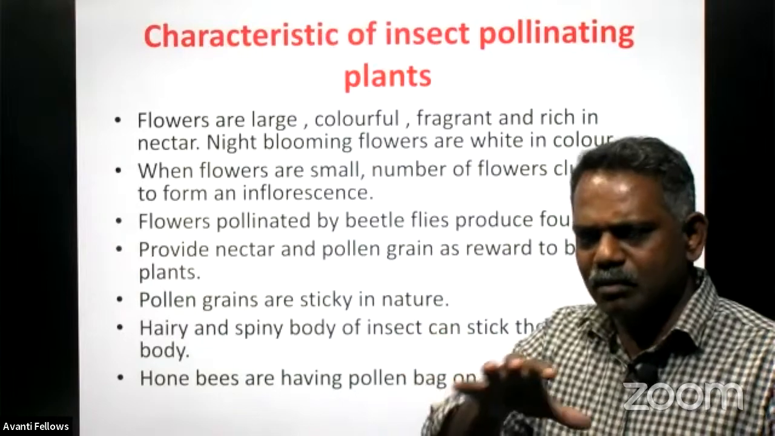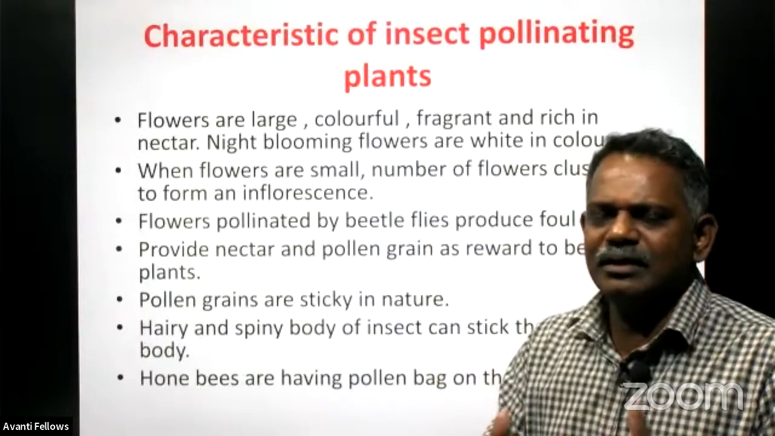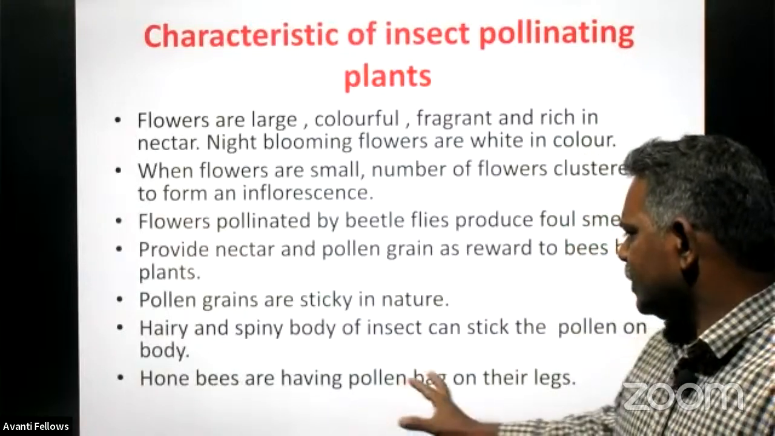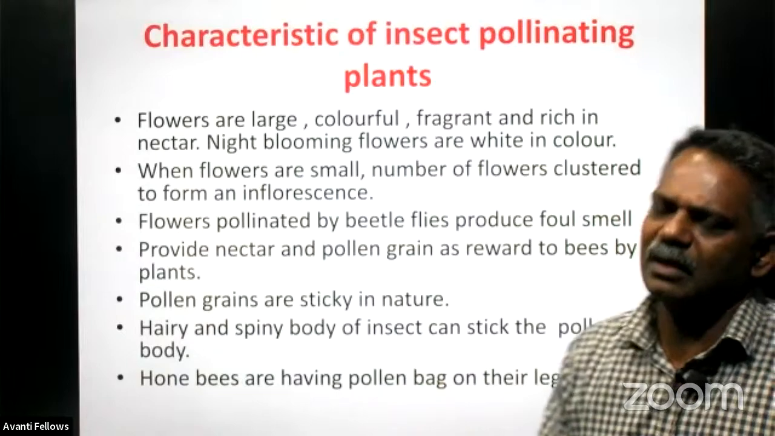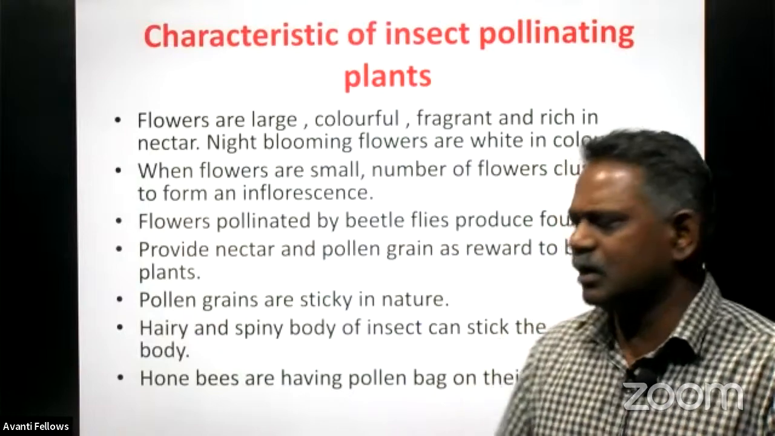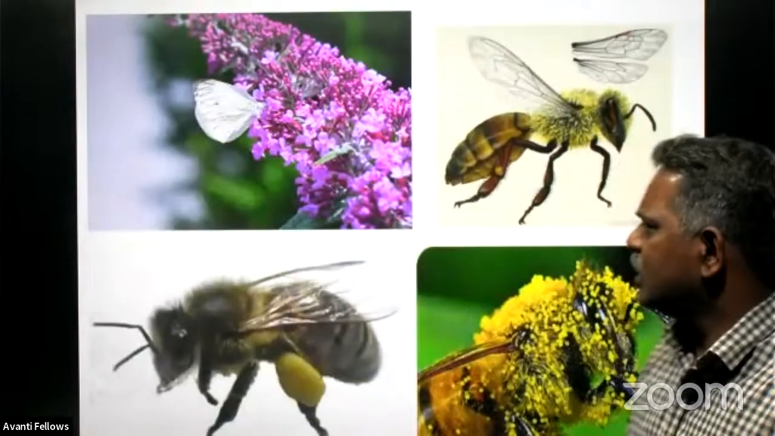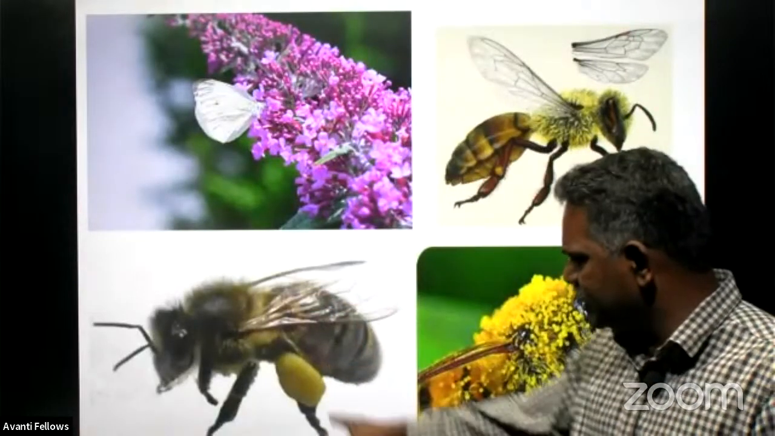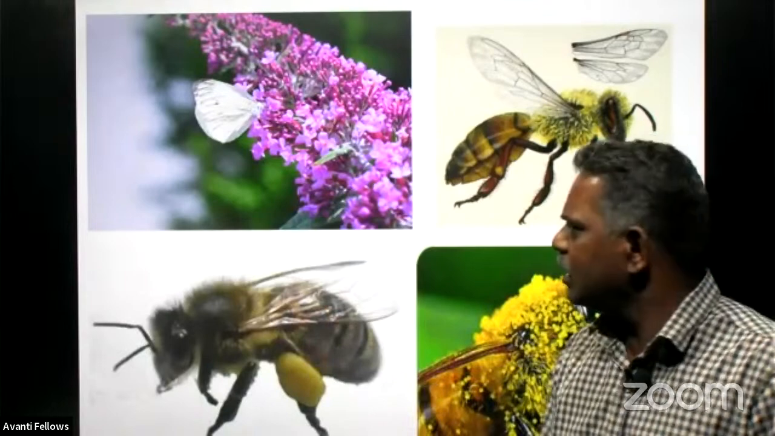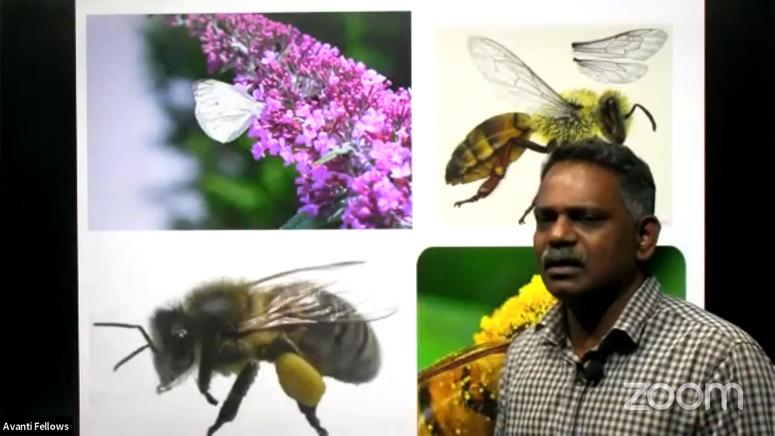You know, I told you in the morning, the surface of its body has so much hairy material, so that the sticky pollen grains can stick on their body so easily. And honeybees have a pollen bag on their legs. They have a pollen bag to keep the pollen grains, particularly on the legs of the workers. This is the body of the honeybee, and this is the pollen bag. You can see the pollen bag on the leg of this worker honeybee, and it is to keep the pollen grains for the queens and drones.